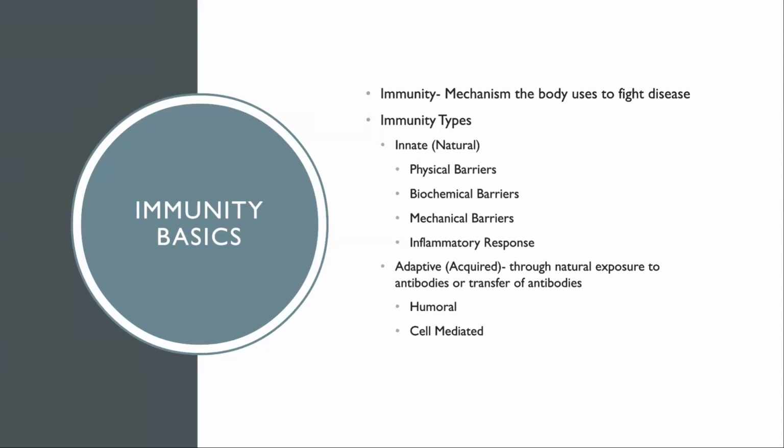Adaptive or acquired immunity is acquired through natural exposure to antibodies or transfer of antibodies. This is broken down into two different types of immune response, the humoral response or the cell-mediated response.